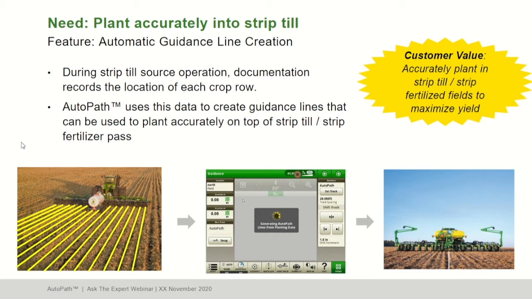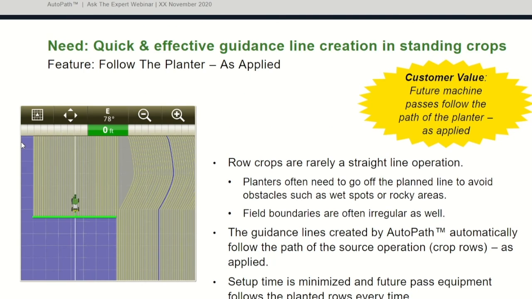Another need, plant accurately into strip till. AutoPath uses the data to create guidance lines that can be used to plant accurately on top of strip till and strip fertilized passes.